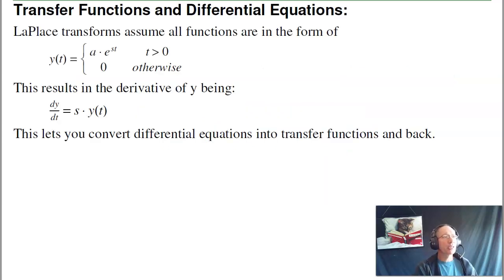Now to start out, Laplace transforms assumes all functions are in the form of e to the st. What that does is when I take the derivative of y, I get s e to the st, or s times y. So what this assumption does is it turns differential equations into algebraic equations in s. And the assumption is that algebra is easier than calculus.